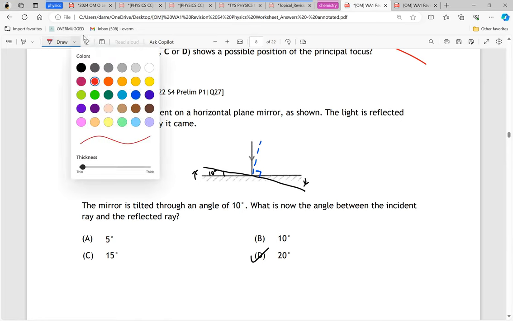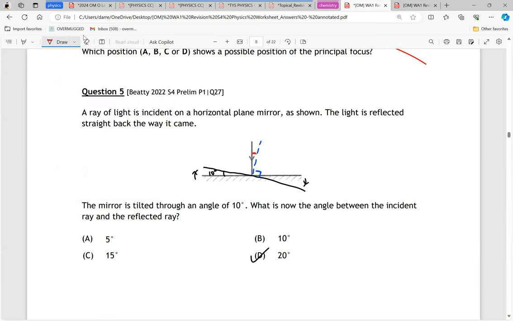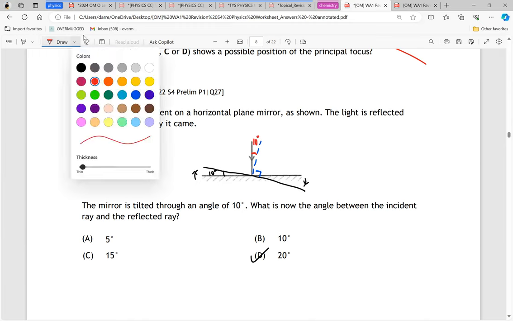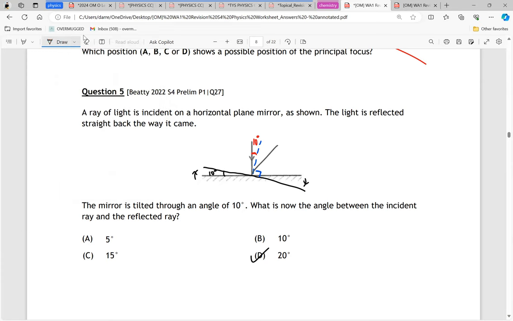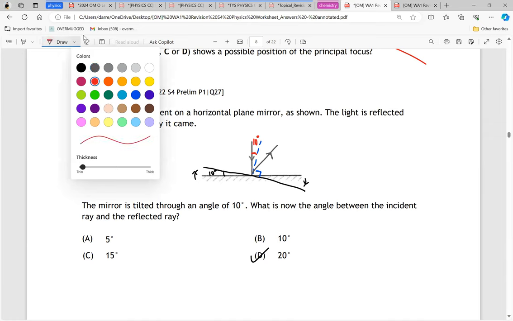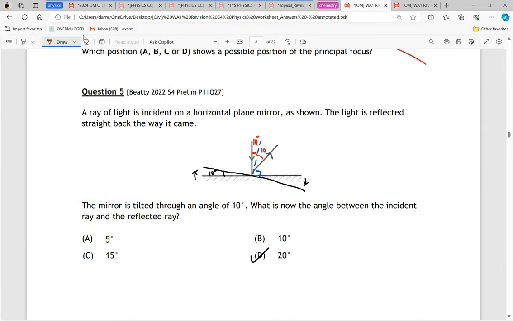Therefore, if we take a look at the light ray and the normal, what is the angle over here? It is 10. Which means since the incident ray and the reflected ray will be the same, I will undergo a reflection, and this angle over here would also be exactly 10. So what is the angle between the incident and the reflected ray? 10 and 10, answer is 20.